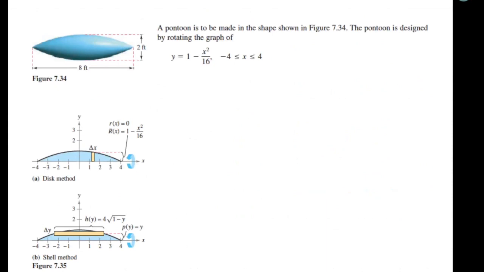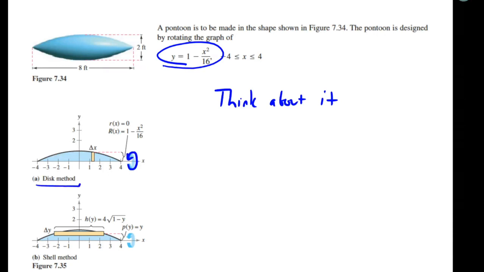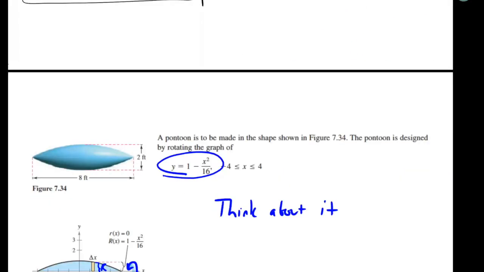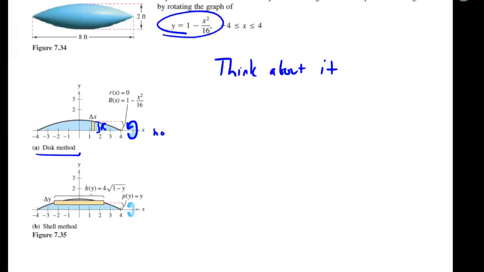Pontoon, similar thing, but in this case, if you notice, just think about it. I have my function. I'm going around the x-axis, right? And if I'm thinking of a disk method, well, then I have big R. Doesn't look like I have a hole, so I don't need a little r. And big R would just be 1 minus x squared over 16, minus 0.